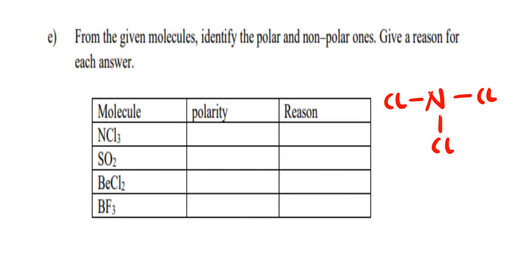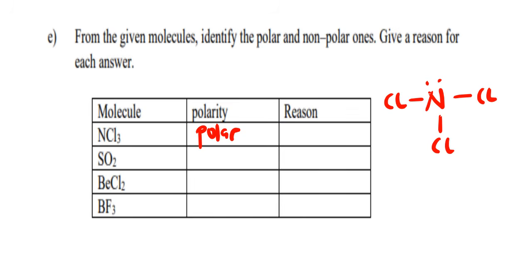Now nitrogen has 5 electrons in its outermost shell. So it means it has a lone pair of electrons on top. So because of that, nitrogen is going to be polar. Okay, so nitrogen in this case is polar. The reason is that it has a lone pair, so this makes nitrogen have a trigonal pyramidal shape, which now results in an uneven distribution of charge.